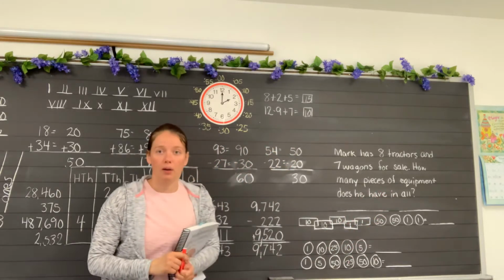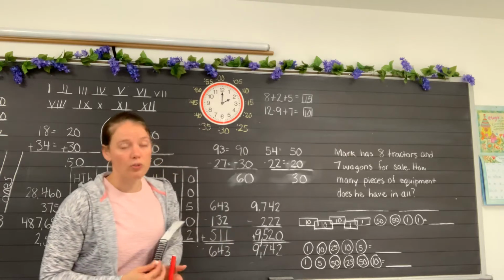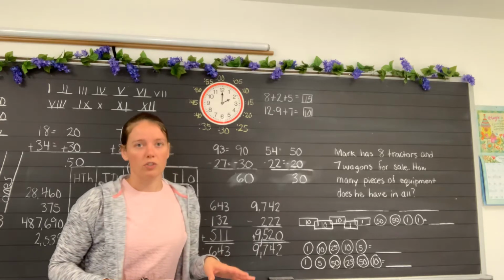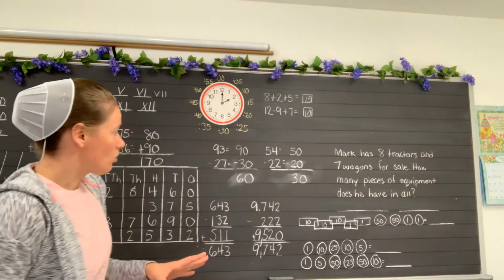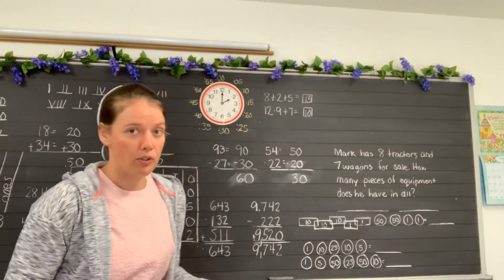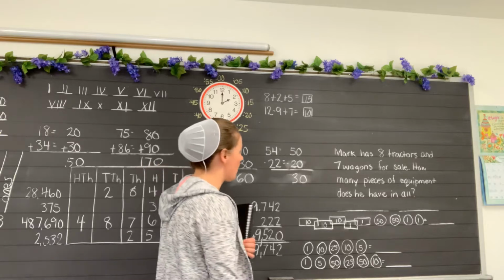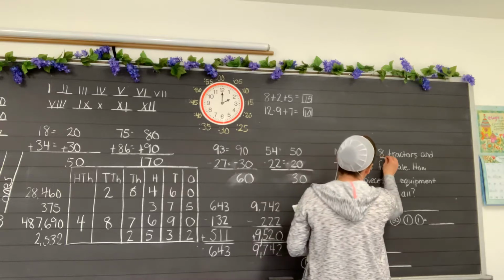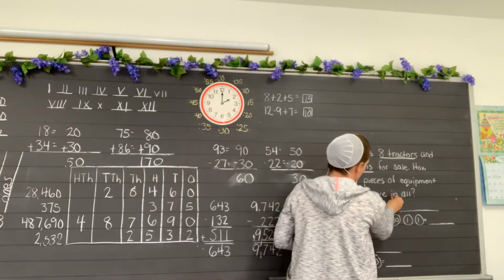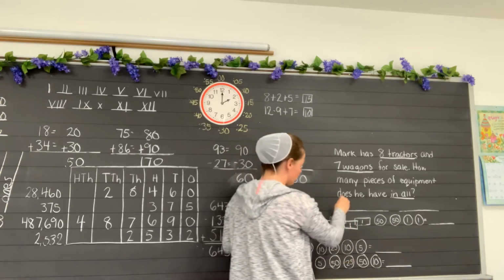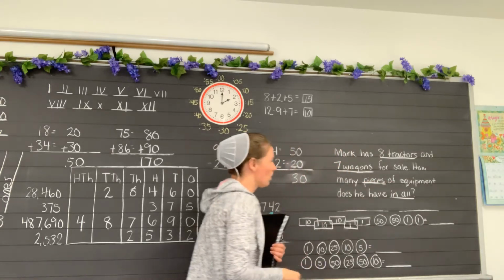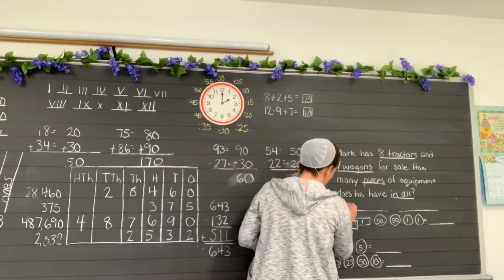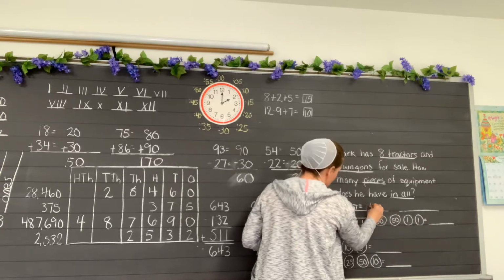Okay, so we don't have same words in this one anymore, so we need to think in our minds about 8 tractors. So visualize in your mind 8 tractors. He has 8 tractors and 7 wagons for sale. And it's now asking how many pieces of equipment does he have in all. Well, let's go ahead and underline these things that we're working with so that we can picture them a little bit better. Okay, so 8 in all, so we're going to add, so 8 plus 7 equals 15.